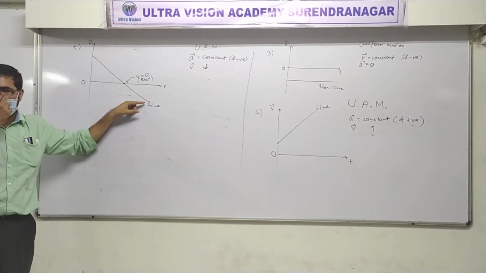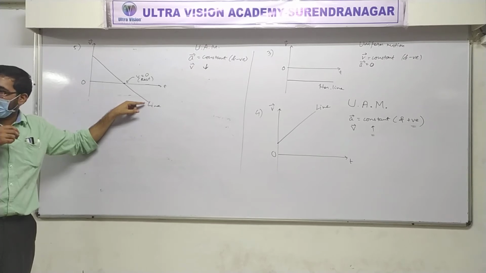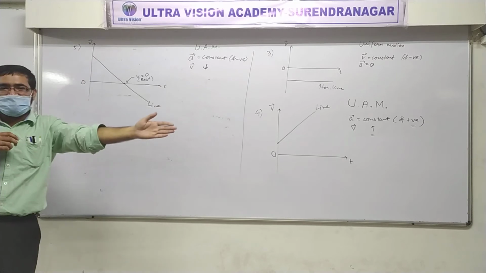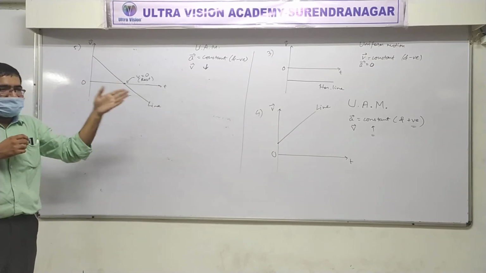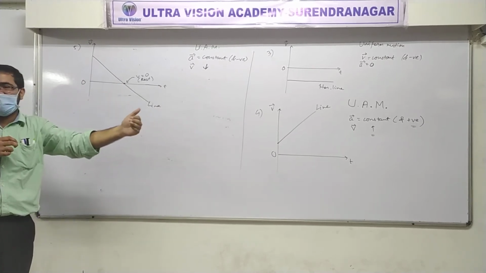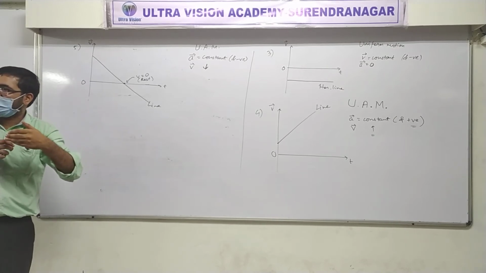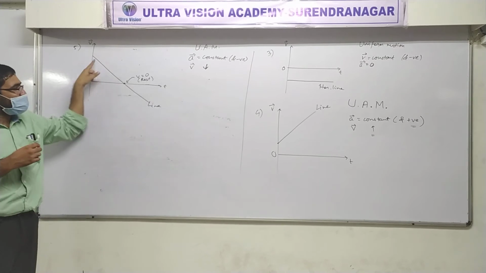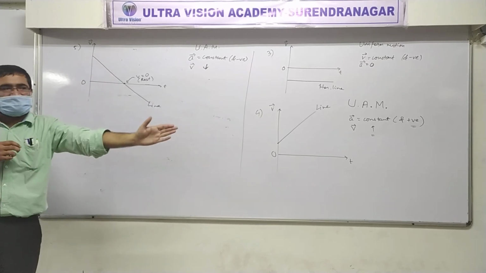Did it reverse its direction? Here it was moving towards the positive side. It stopped and then it started moving towards the negative side, that is, towards the left side. Clear or not? Yes. First, over here positive velocity means going towards the positive side.